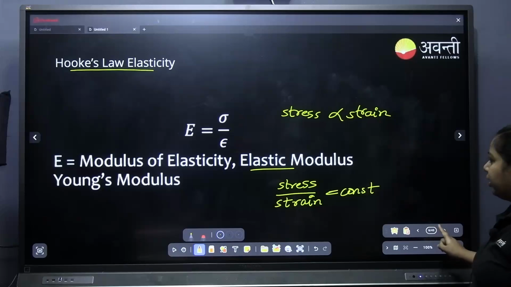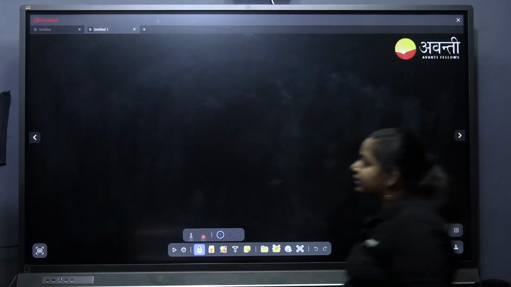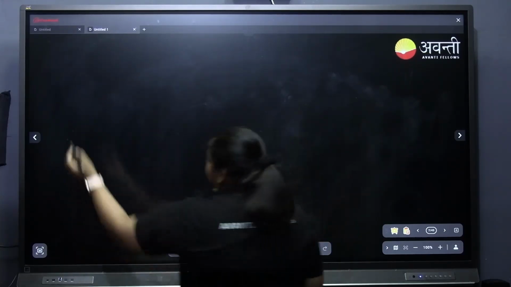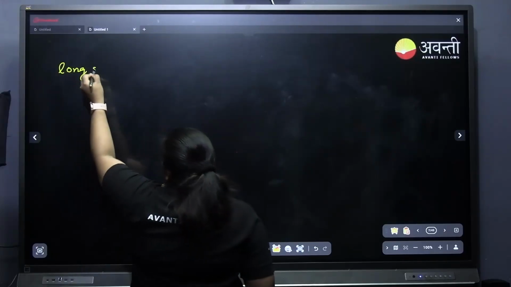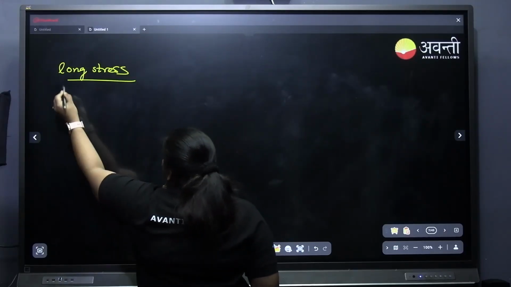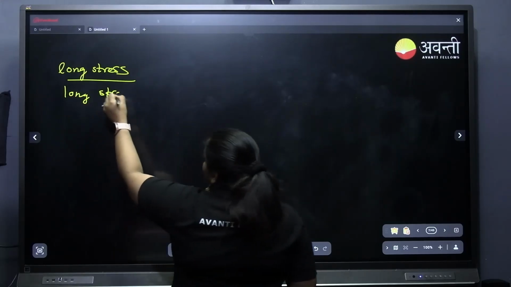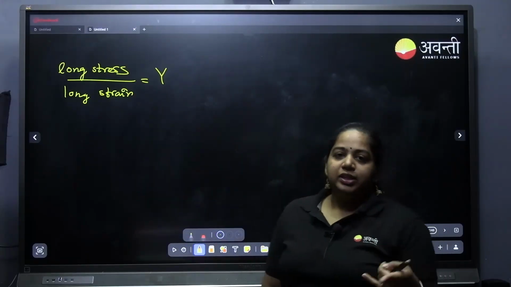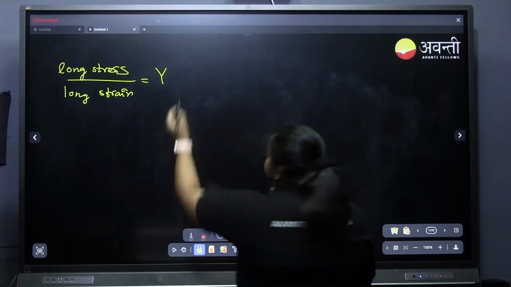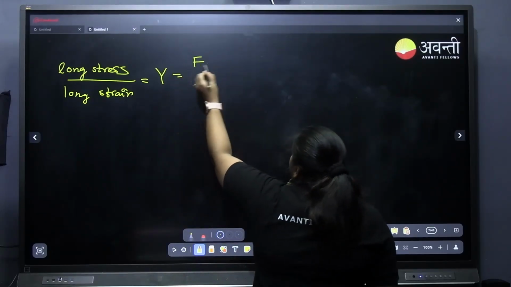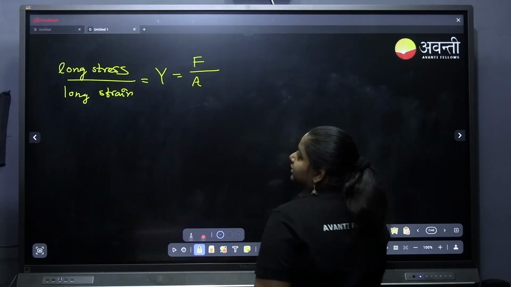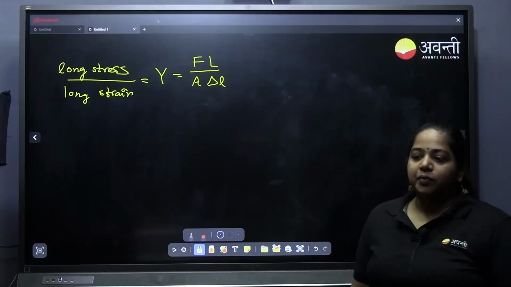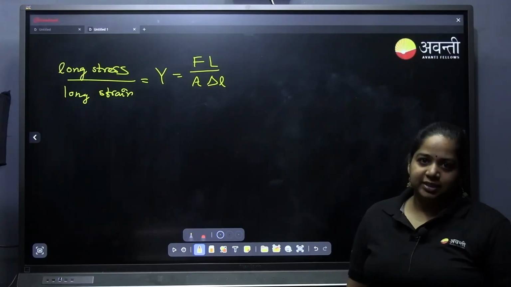Now coming to longitudinal, if we take longitudinal stress by longitudinal strain, we will get Young's modulus. If we substitute things here, we will get F by A, that is longitudinal stress. Strain is delta L by L. So this is the equation for Young's modulus of elasticity.